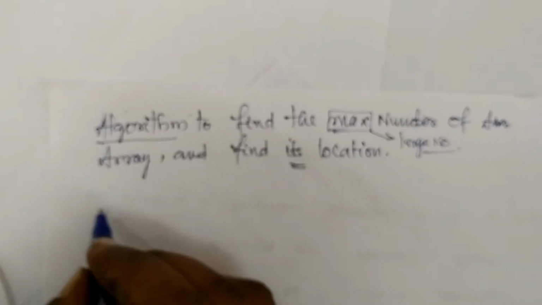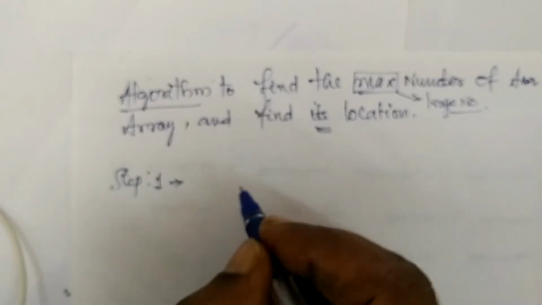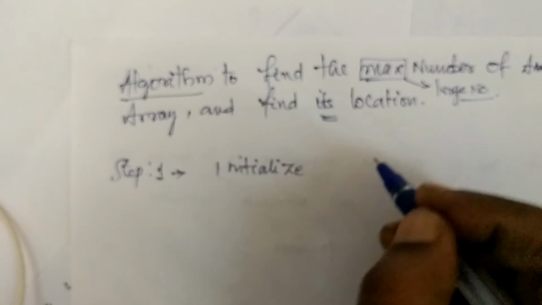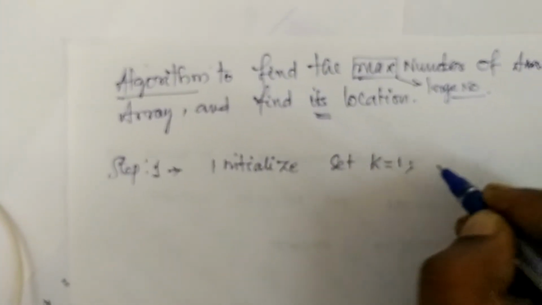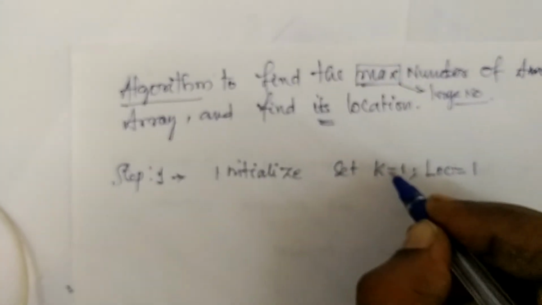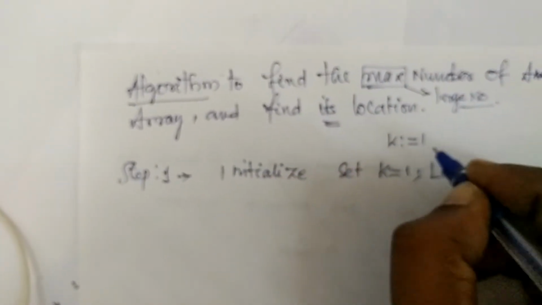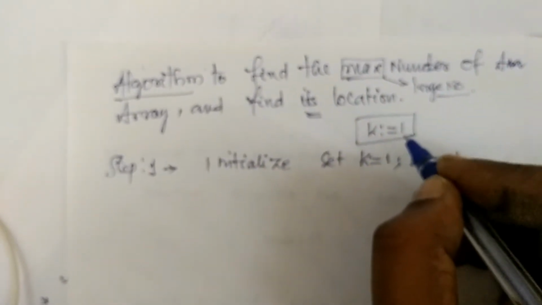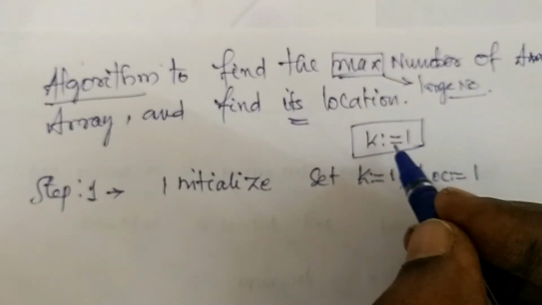Algorithm step number 1: initialize. Set K equal to 1, location LOC equal to 1. Here is the assignment representation. It is not equal to; in the algorithm, we specify the assignment statement by colon equal to.